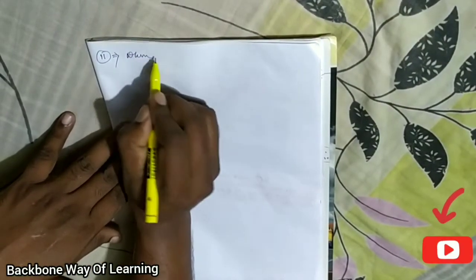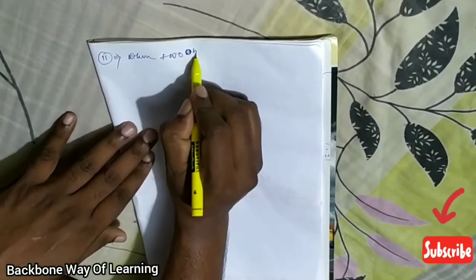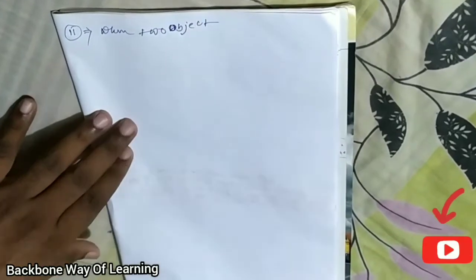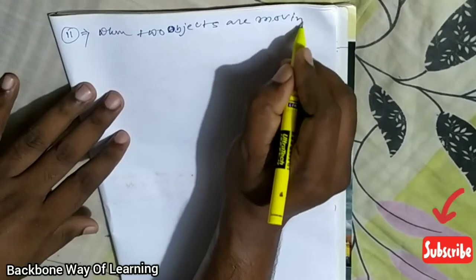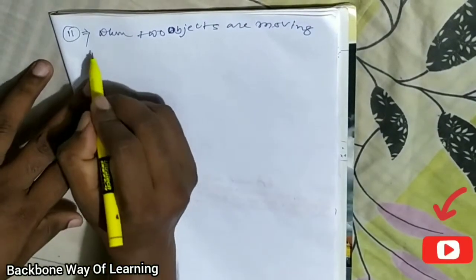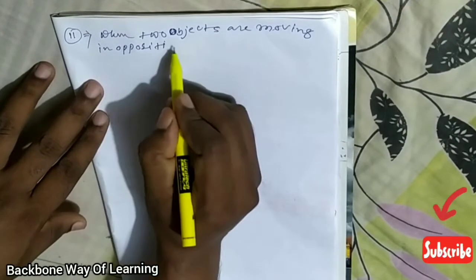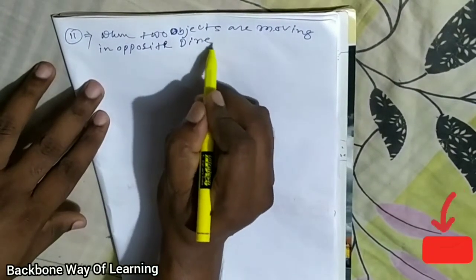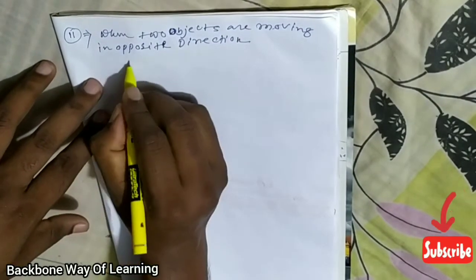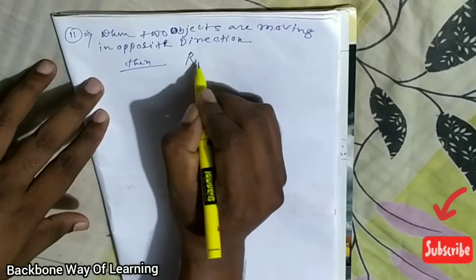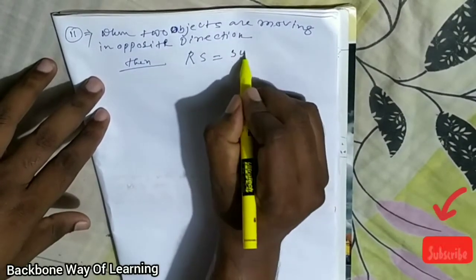Point number 2. When two objects are moving in opposite directions, then relative speed is equal to the sum of their speeds.